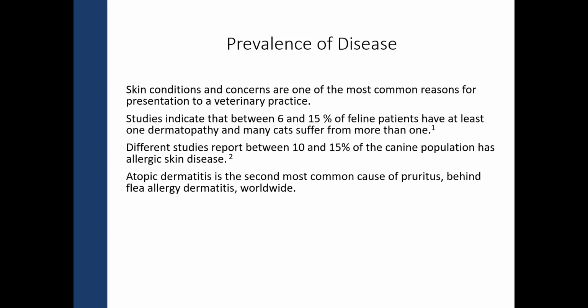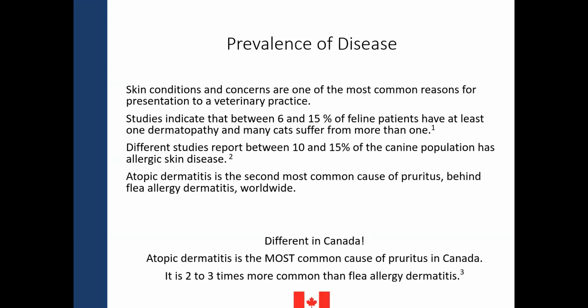Atopic dermatitis is the second most common cause of pruritus, behind flea allergy dermatitis worldwide. This is different in Canada. Atopic dermatitis is the most common cause of pruritus in Canada. It is 2 to 3 times more common than flea allergy dermatitis.